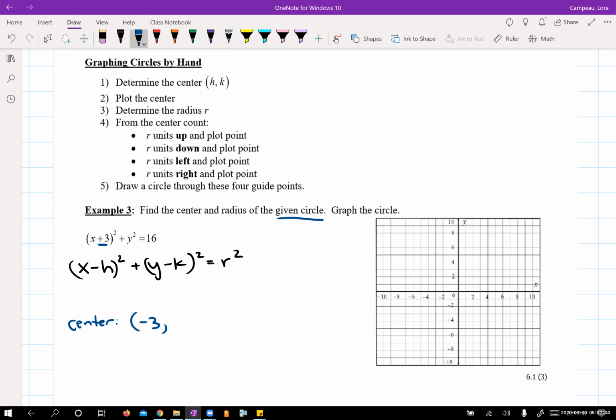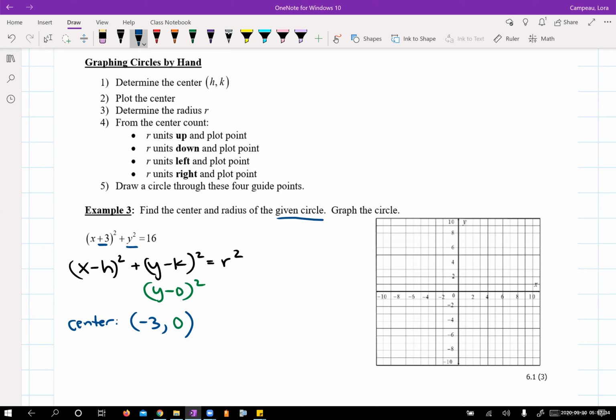And notice with the y value that you see, just the y² alone, you don't see a number added to it or subtracted from it. So sometimes it's helpful to look at y² as (y - 0)². That's the same thing as just y². So that gives you the clue that the y value of your center is actually y = 0.